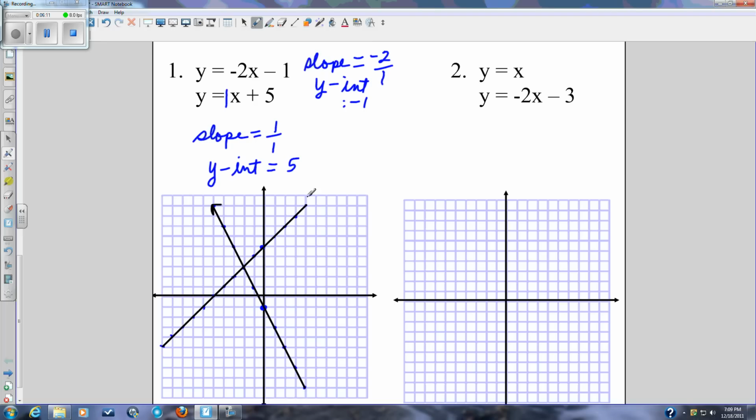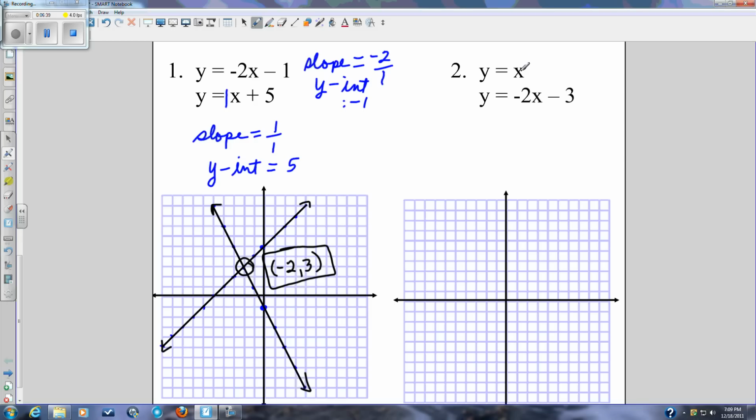And I think we can see where the solution is. Where those two lines cross is right here. And it looks like that is the point -2, 3. And that is the solution of our system. Our x value is -2, the y value is 3. And both of those points will satisfy either equation.